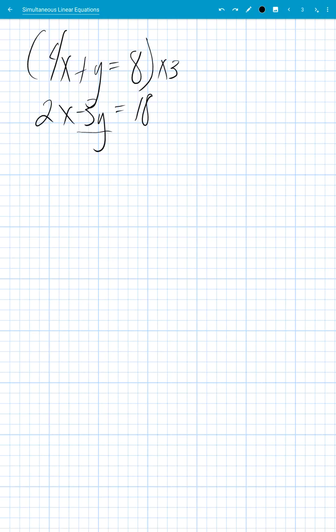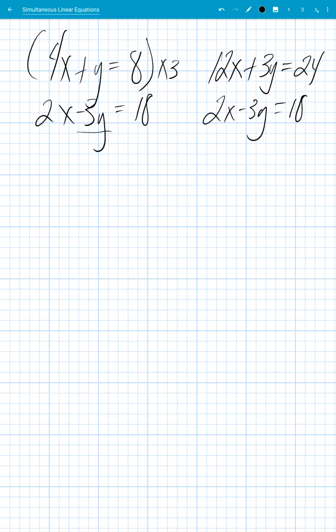So that gives me 12x plus 3y is equal to 24. And then this equation stays the same: 2x minus 3y is equal to 18. All right, so now when I add these two equations, what I'm going to get is my x's added together. It gives me 14x. By design, the y's cancel. Positive 3y plus negative 3y, well, that's 0. And then this is going to give me 42.